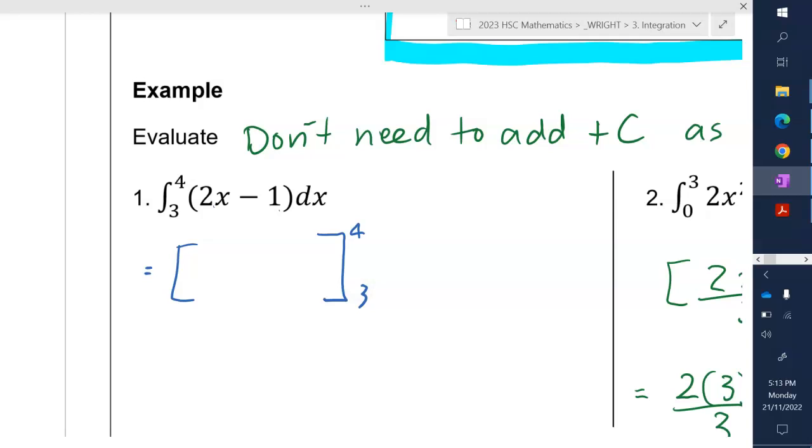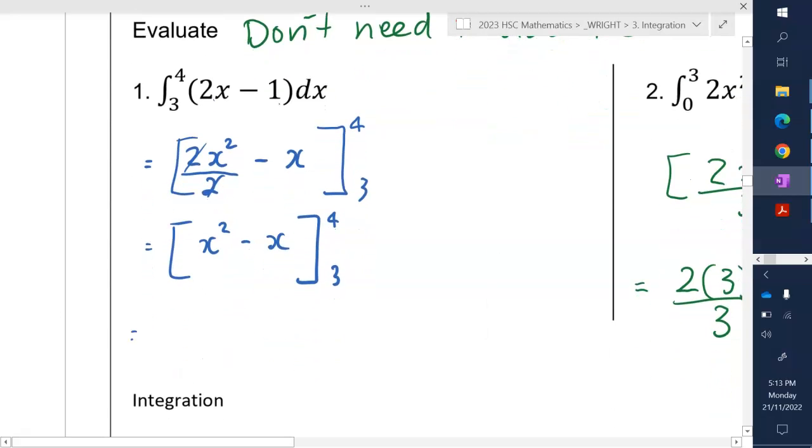So we're going to add 1 to the index. Oh, I've already got my 2 out the front. I'm going to divide by that new index that I've added to, minus x. This one becomes x. So just to simplify it, I can actually get rid of those 2s. So what I will have, inside, I will have x squared minus x between 4 and 3.